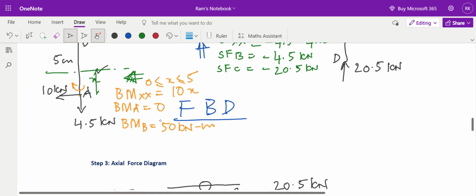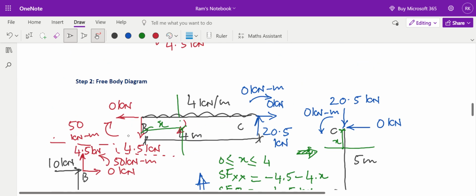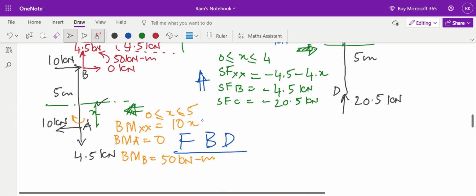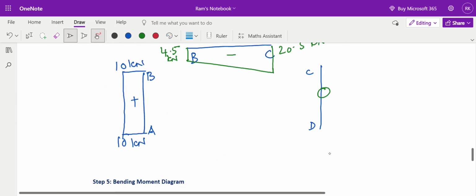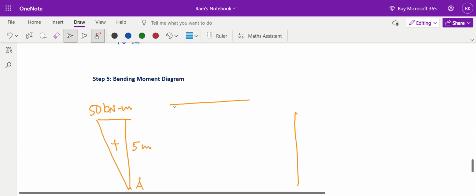Now look at point BC. I am looking at it from inside. This 50 kilonewton meter for BC, left of the section acting clockwise, that is positive. And look at the right of the section, it is 0 kilonewton meter. So 50 positive and 0. So I am plotting these 2 points, 50 kilonewton meter acting positive.